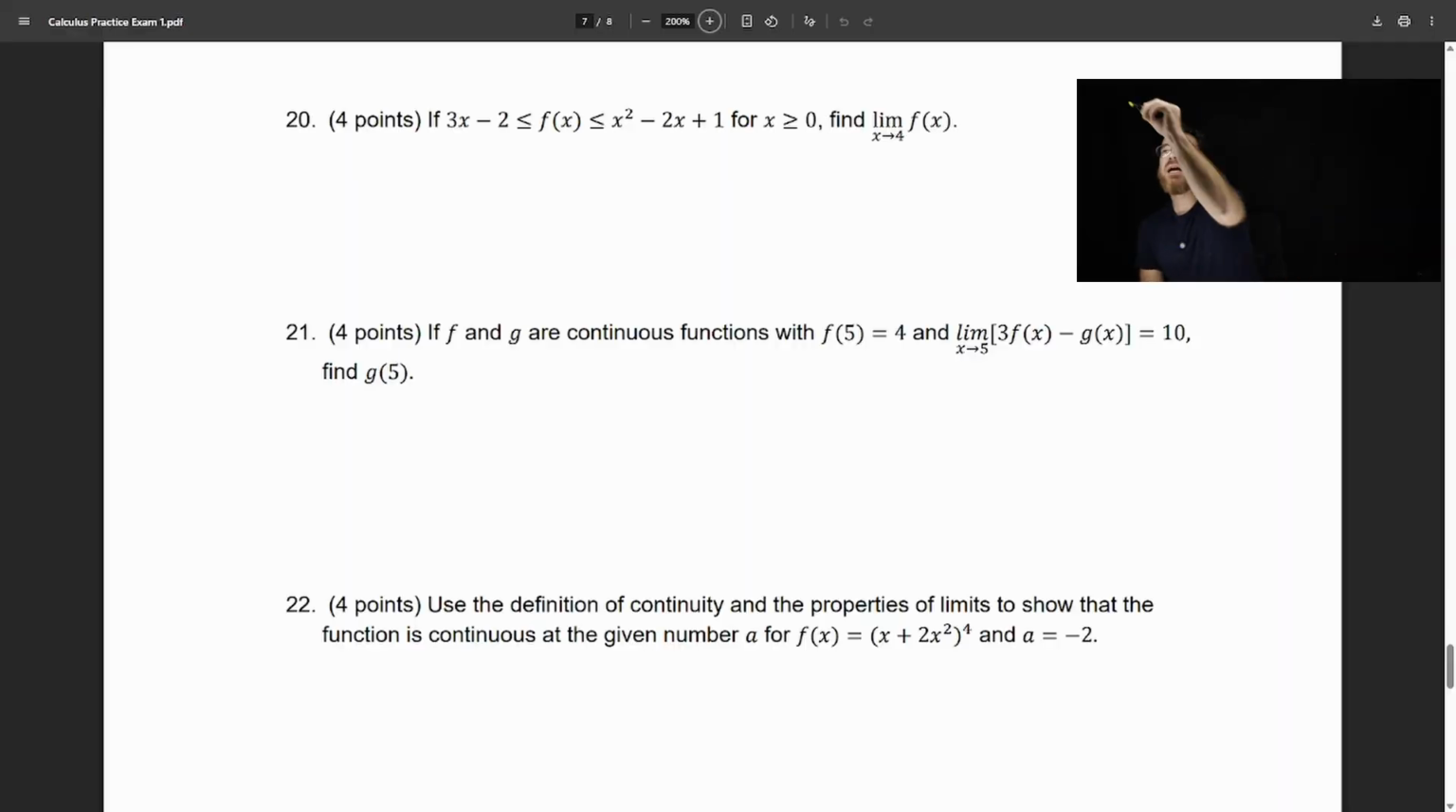For our next problem, we have 3x minus 2 is less than or equal to some function f of x, which is less than or equal to x squared minus 2x plus 1, for x values that are greater than or equal to 0. And we want to find the limit as x approaches 4 of our function f of x.